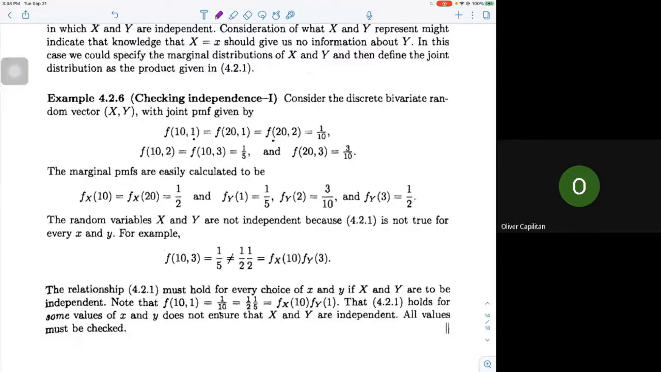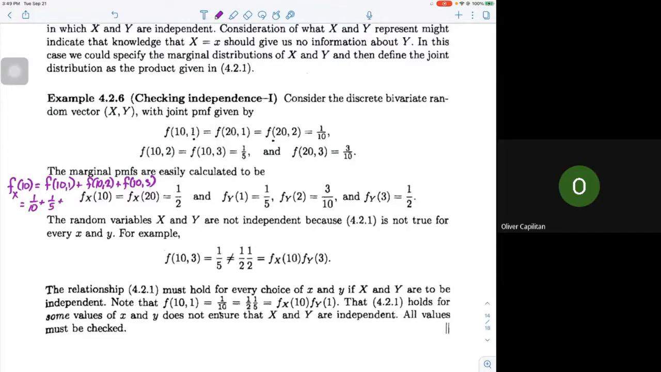We can evaluate this. We fix our x at 10. So we have here the countable summation. f of 10, 1, and then we have f of 10, 2. Then we vary along the y values, 10, 3. So we have here 1 over 10. And 10, 2, that is 1 over 5. That is actually 2 over 10. It is still 2 over 10. And then 10, 3.